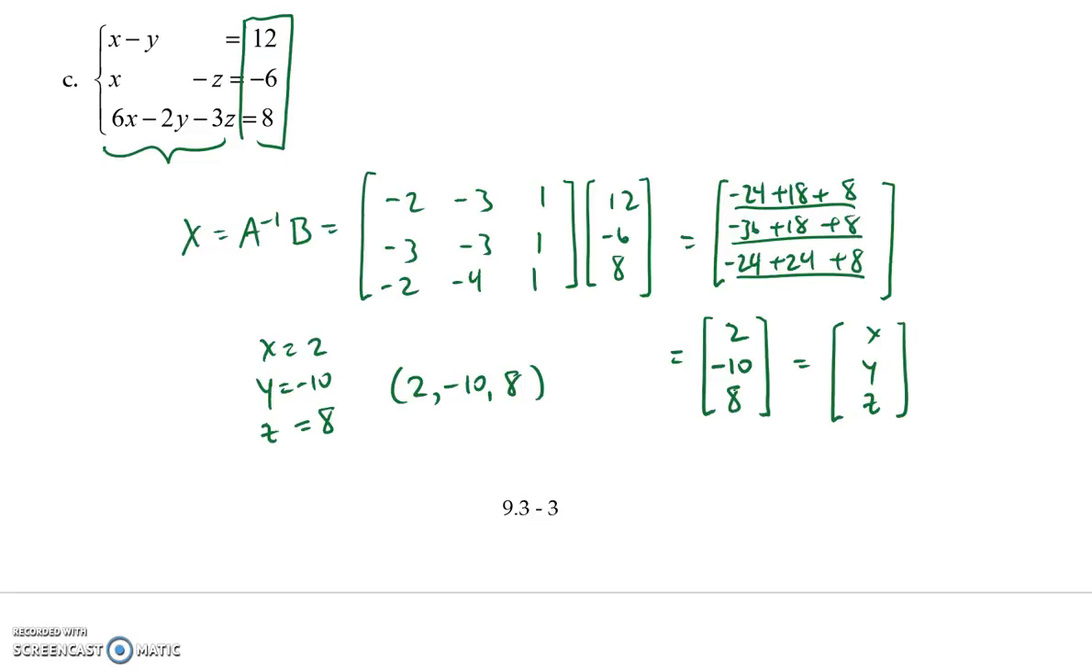So that's the inverse matrix method of solving a linear system of equations. It has to be a linear system with the same number of variables as equations so that you obtain a square coefficient matrix, and then the inverse of that coefficient matrix must exist. If it does exist, then the system of equations has a unique solution given by X equals A inverse times B. That concludes the notes for section 9.3.